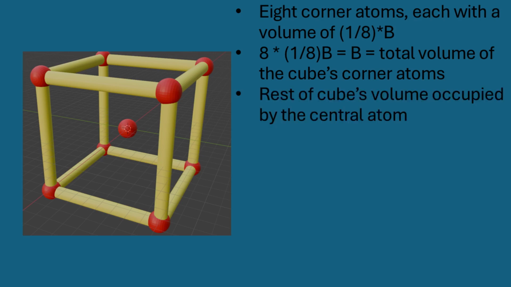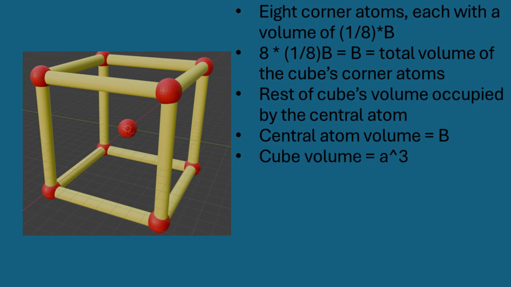Logically, we can assume that the rest of the cube's volume that is not occupied by corner atoms is occupied by the central atom, whose volume is also B since every atom has the same volume. Also, recall that the volume of a cube is the side length cubed.